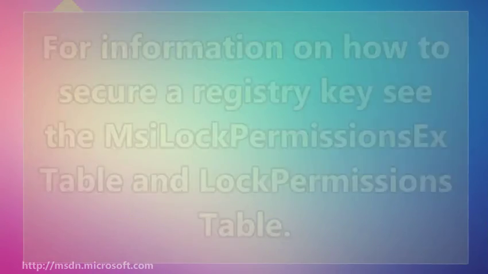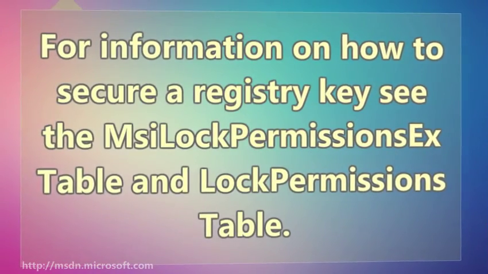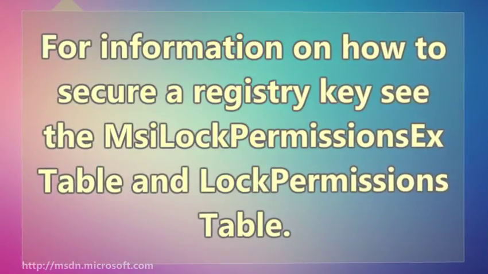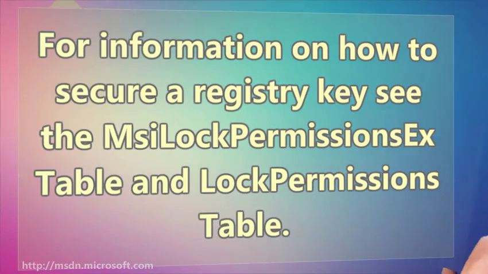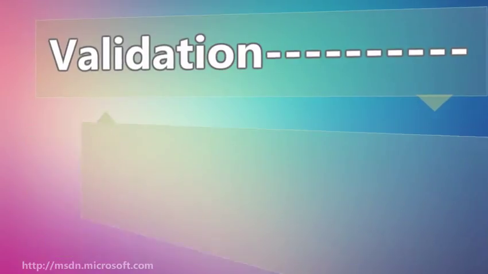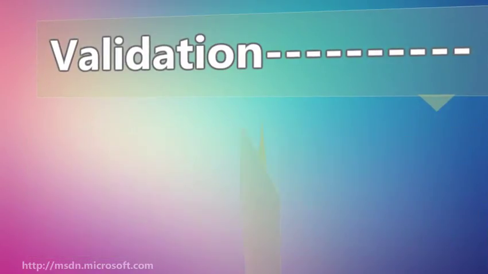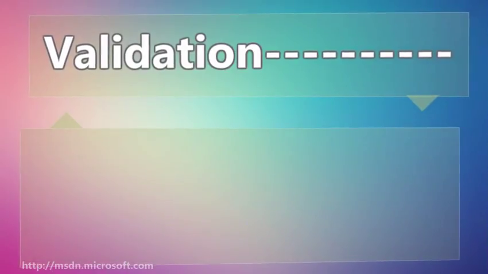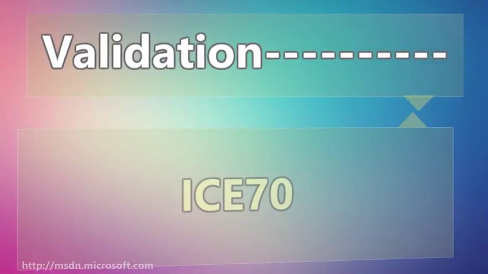For information on how to secure a registry key, see the MsiLockPermissionsEx table and LockPermissions table. Validation: ICE03, ICE32, ICE43, ICE49, ICE55, ICE70.